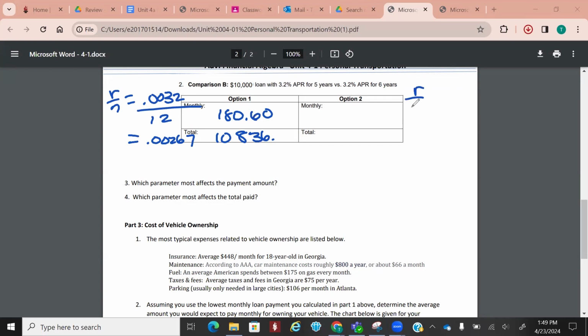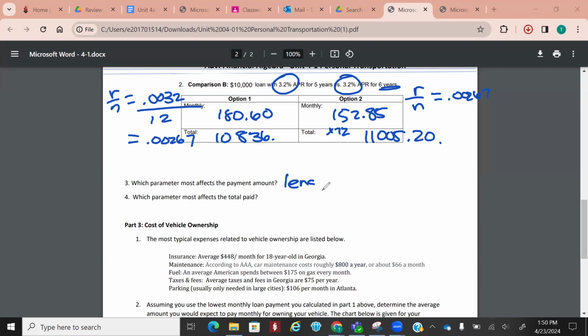Over here, if we do that with the same APR, so this one is the same APR, that's going to give me 0.00267. But we're doing it for 6 years, so that N times T is going to be 72. Okay. So we still get 152.85. And when we multiply that by 72, because that's N times T, that's going to give me $11,005.20.